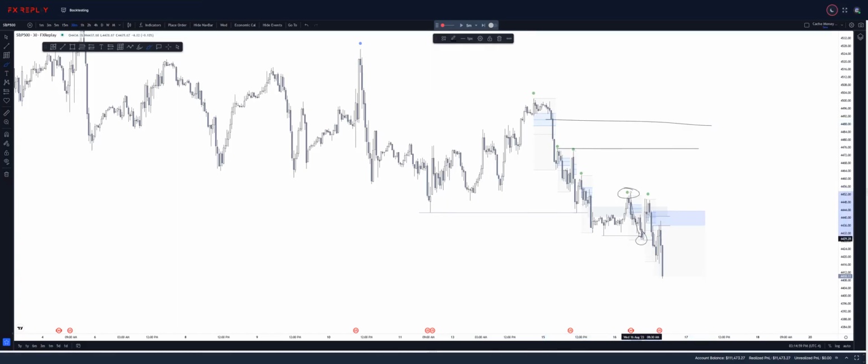So remember, if we look at this, right, it's equals, but this clearly displaces through, right? Usually we get a wick before we go back up. Yeah, this definitely is a very clean break. So in theory, this would have been a good trade as well, if you saw this clear displacement.